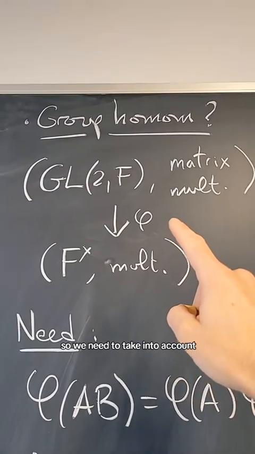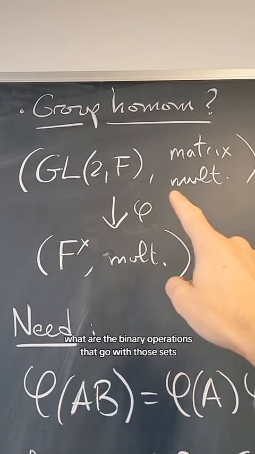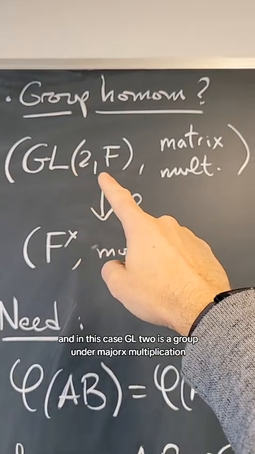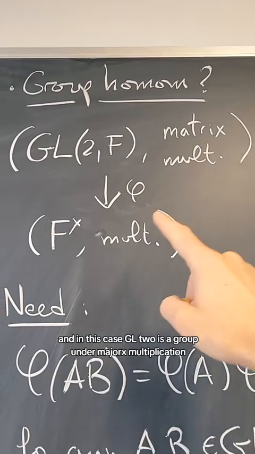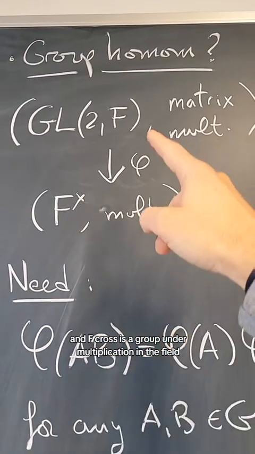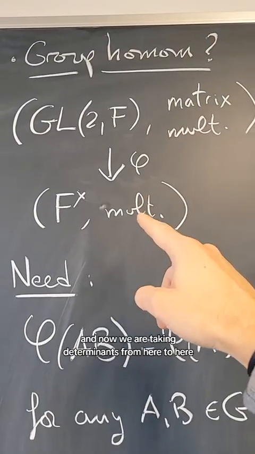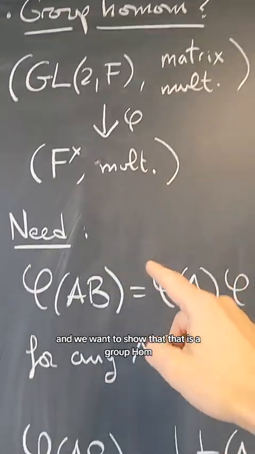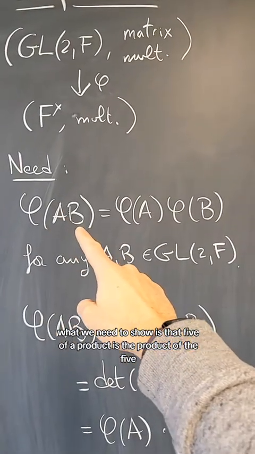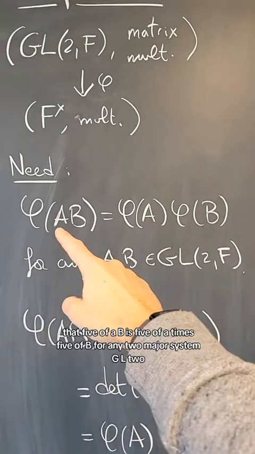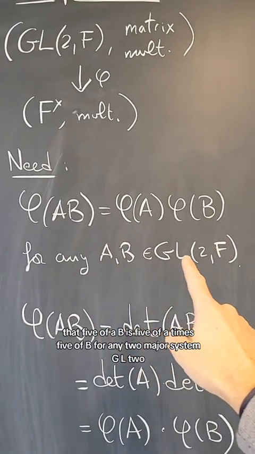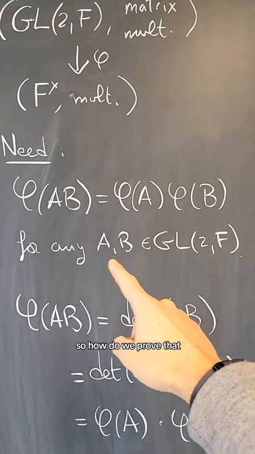So we need to take into account what are the binary operations that go with those sets. In this case, GL2 is a group under matrix multiplication, and F cross is a group under multiplication in the field. And now we're taking determinants from here to here, and we want to show that that is a group hom. If it is a group hom, what we need to show is that phi of a product is the product of the phi's, that phi of AB is phi of A times phi of B for any two matrices in GL2. So how do we prove that?